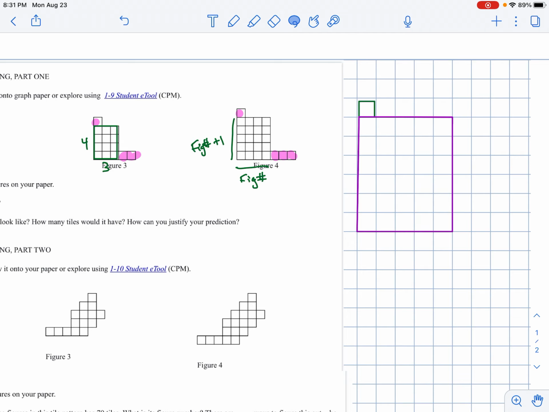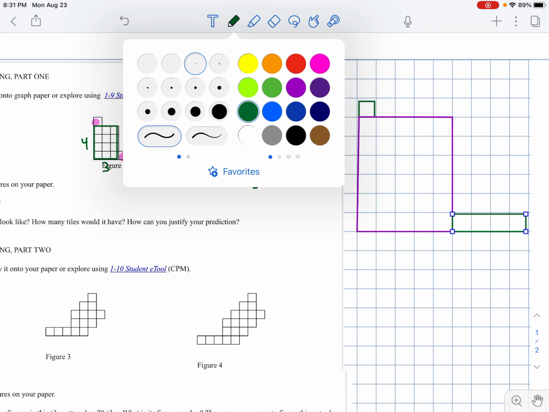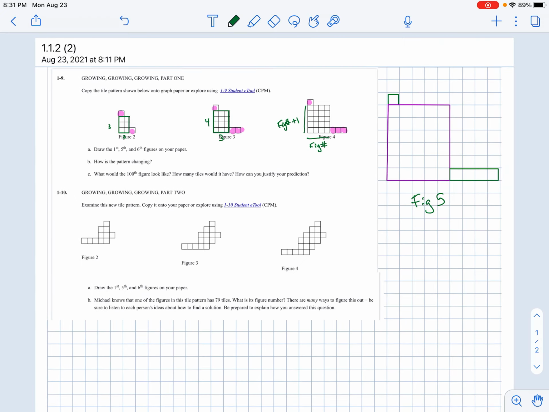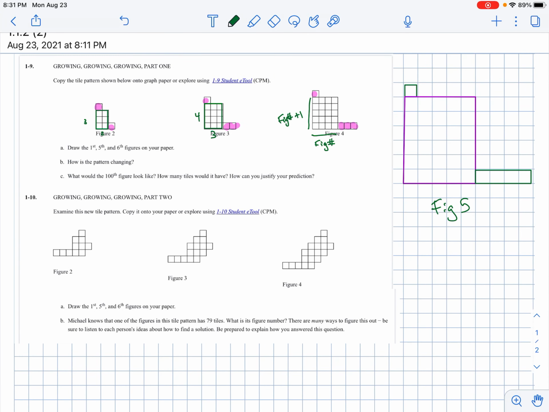Okay. And then the tail is going to be 4, because it's going to be 1 less than the figure number. So, like that. And so figure 5. Now, I'm not going to go through and do figure 6 because I think you could figure that out. But what about going backwards to figure 1? That looks a little bit trickier.